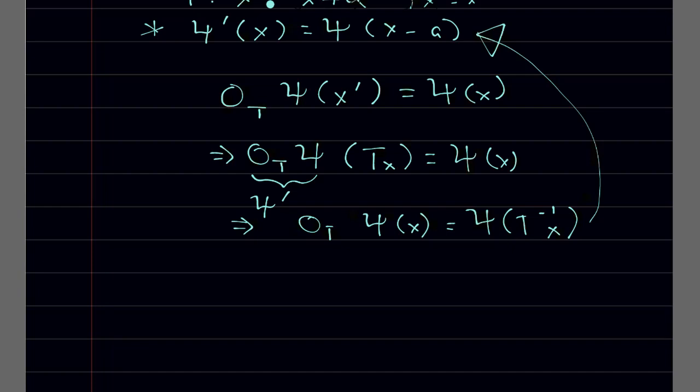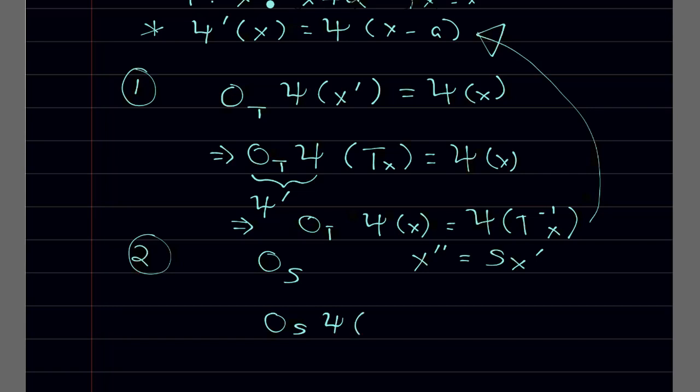Now this is one function. Let me define another function. Consider that function is OS, and what S does is, when S acts on x prime, it takes you to a new point x double prime. So what OS can do, OS takes psi, and what should I have here? I should have psi of x double prime is equal to psi of x prime.